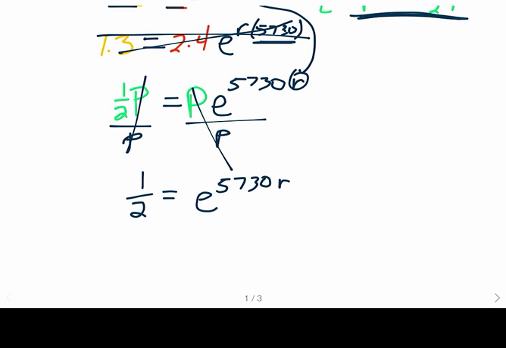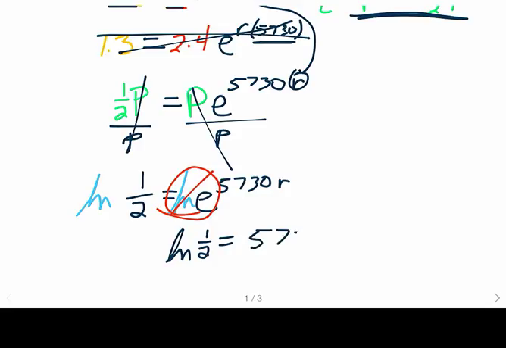Because I have a variable in an exponent, I'm now going to apply the natural log to both sides. And so on the left-hand side, we have the natural log of 1/2. On the right-hand side, we have that cancellation property because the base is e and I have e to some exponent, right? So this becomes the natural log of 1/2 is equal to 5,730r, which then means that r is equal to the natural log of 1/2 divided by 5,730.